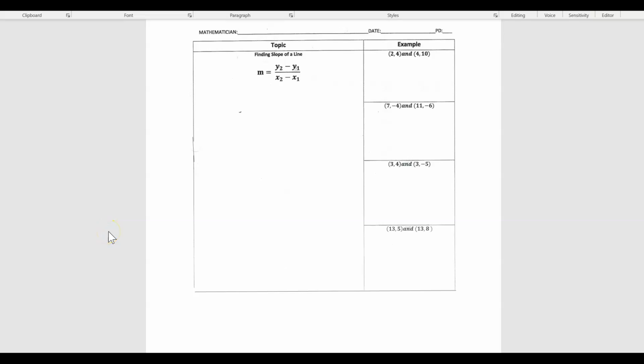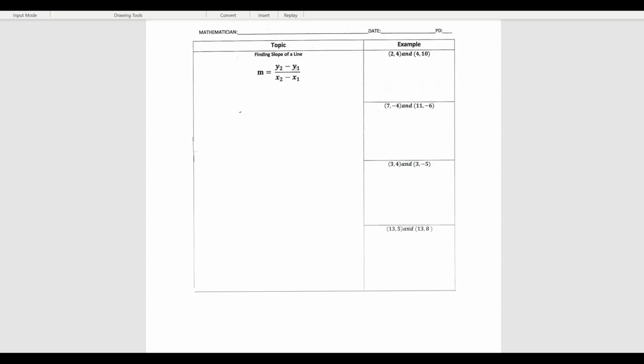Okay, the last pretty important algebra concept we have that's important for geometry is going to be the coordinate plane, in particular slopes of lines. So we have the slope formula up at the top of the page here. We take the two y coordinates and subtract them in the numerator, and we take the two x coordinates and subtract them in the denominator.